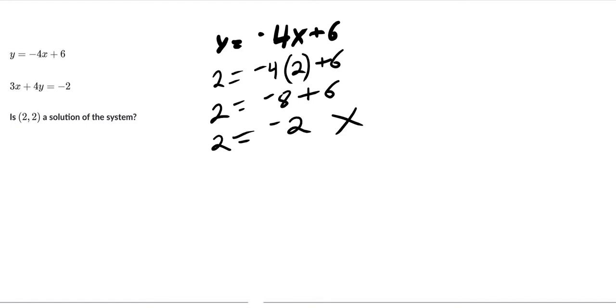So this shows that (2, 2) is not a solution to the system because it doesn't fit even with the first one. So even if it fits with the second one, it's not going to be a solution. So that's that.